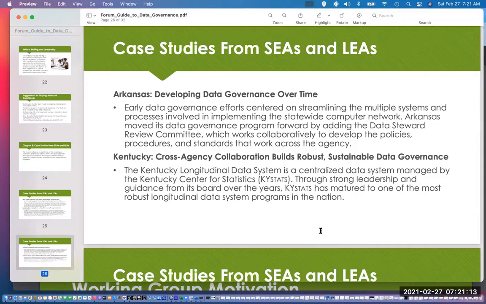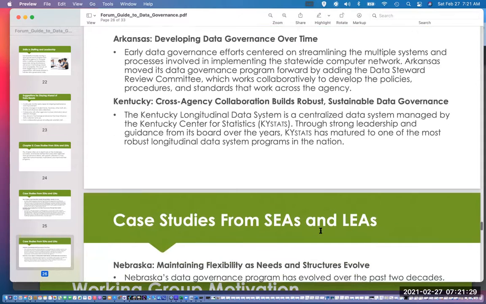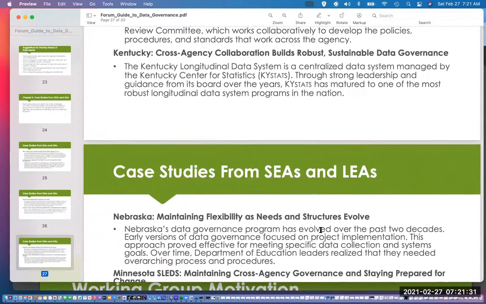Kentucky, cross-agency collaboration builds robust, sustainable data governance. The Kentucky Longitudinal Data System is a centralized data system managed by the Kentucky Center for Statistics, KYSTATS. Through strong leadership and guidance from its board over the years, KYSTATS has matured to one of the most robust longitudinal data system programs in the nation.